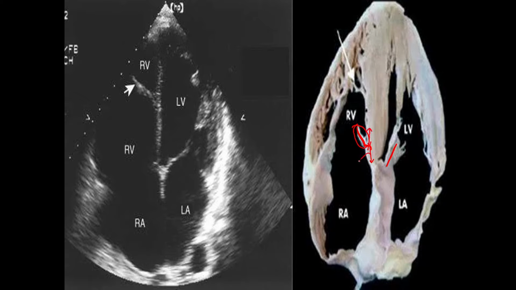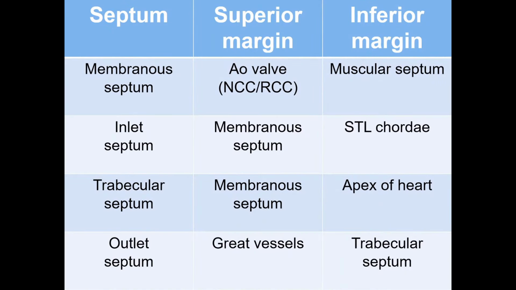This part which is present proximal to the origin of STL is called pars atrioventricularis. And this part which is present below it is called pars interventricularis. The top third portion of the septum is membranous septum and the rest of it is muscular septum, right? So what you need to remember is membranous septum is superiorly marginated by aortic valve cusps, NCC, RCC, and inferiorly it radiates out into the muscular septum.